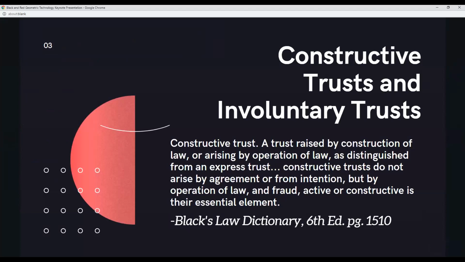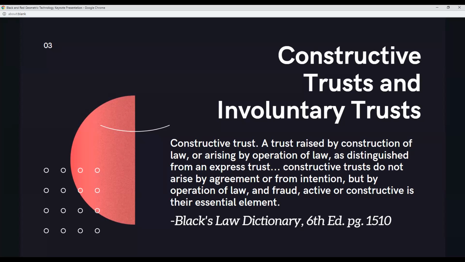Constructive trust and involuntary trust. According to Black's Law Dictionary, 6th edition, page 1510, a constructive trust is a trust raised by construction of law or arising by operation of law, as distinguished from an express trust. Constructive trusts do not arise by agreement or from intention, but by operation of law, and fraud, active or constructive, is their essential element. So right there, they're actually saying that it's a fraud in the first part, but it's almost like they have no choice. If you don't have a trust set up for yourself, they kind of have to set one up for you. So your case number, they're actually starting a constructive trust based on that case number.